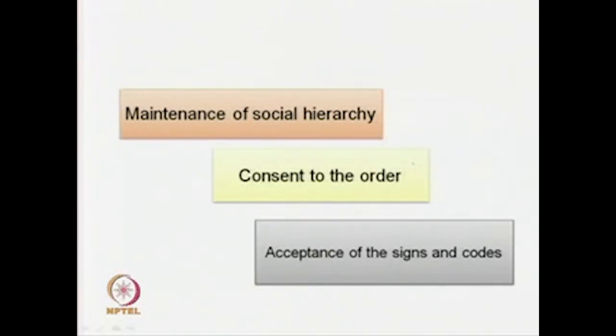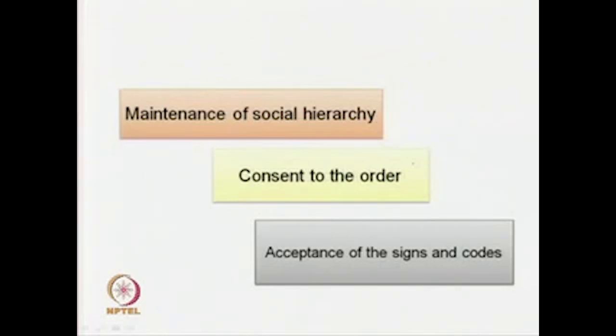Which order? There is a consent to not simply the cultural order and the cultural forms. There is a consent, eventually it means that there is a consent to the socio-political order, which is the capitalist order. So without knowing, through an unproblematized consumption of the forms of the culture industries, the capitalist order is being maintained and retained.